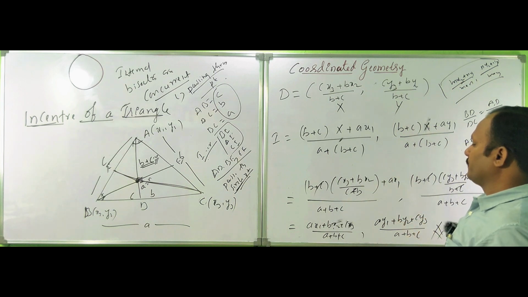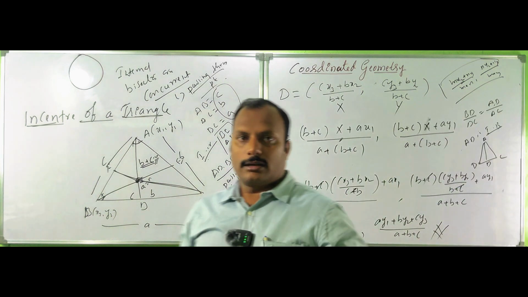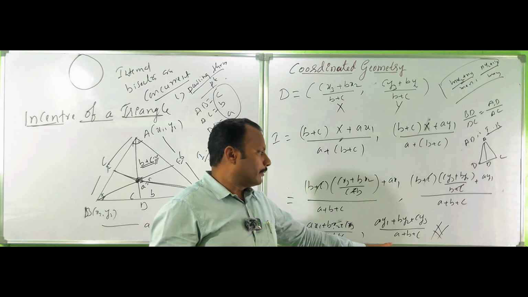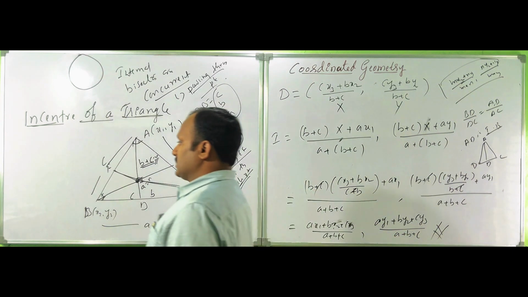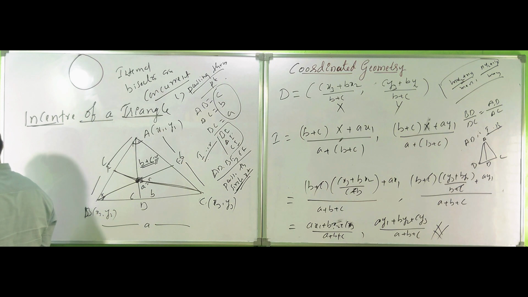The incentre point is (A x1 plus B x2 plus C x3) divided by A plus B plus C. Another one is for Y: (A y1 plus B y2 plus C y3) divided by A plus B plus C. This is the point of the incenter.